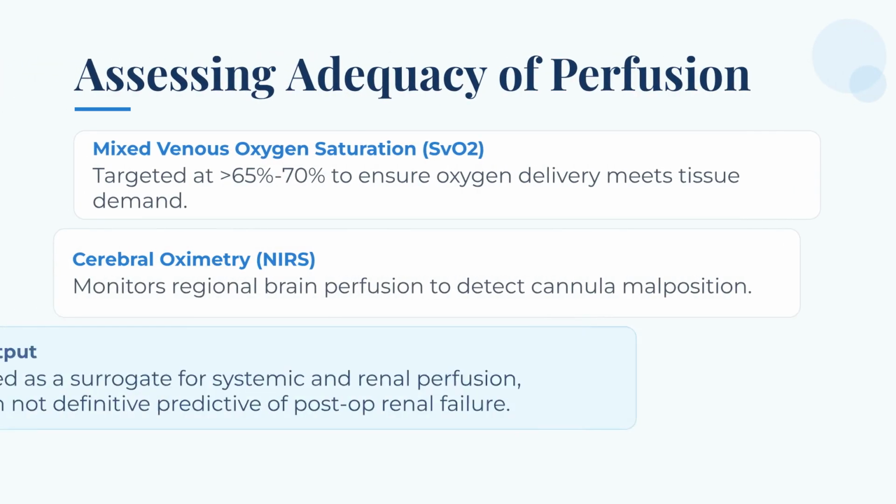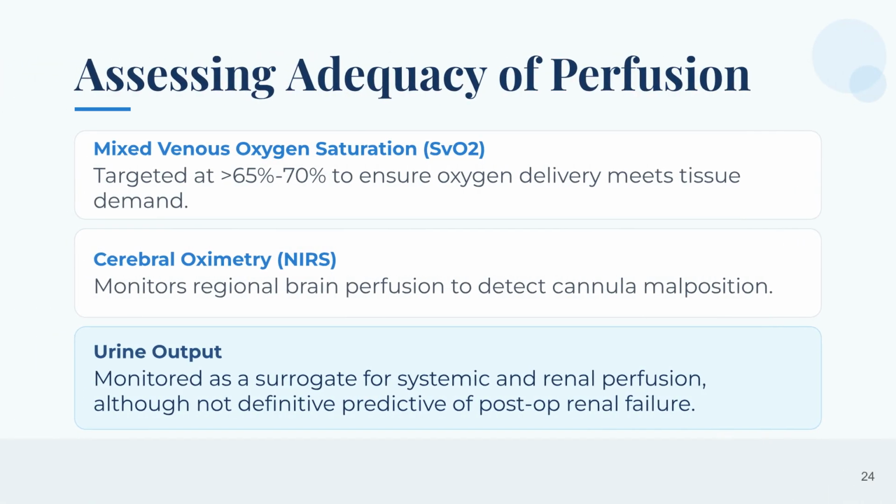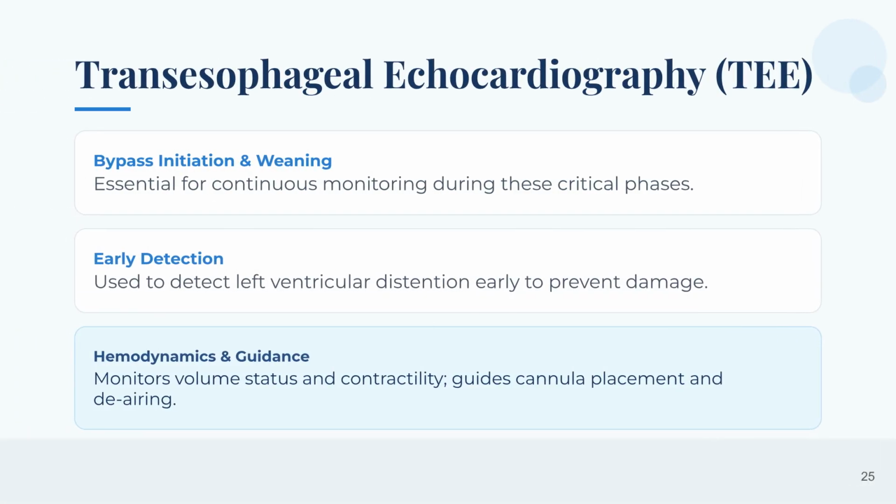Adequacy of perfusion is continuously monitored. Clinicians track mixed venous oxygen saturation, aim for target hematocrit levels, and use cerebral oximetry to monitor for regional perfusion issues. Transesophageal echocardiography is an indispensable tool during bypass. It allows for the early detection of ventricular distension and provides real-time guidance during weaning and de-airing procedures.